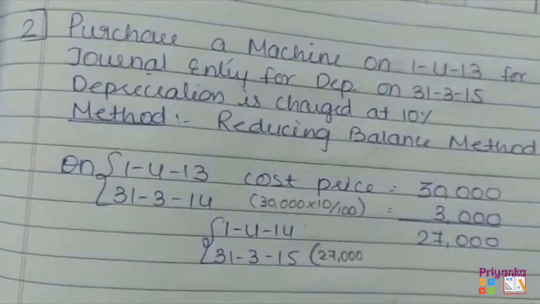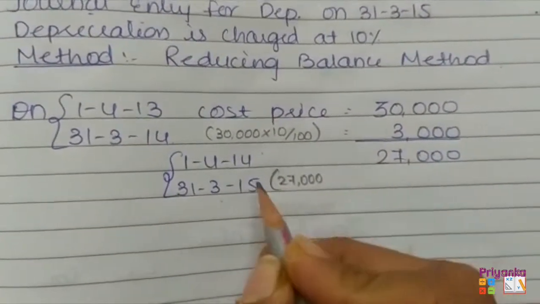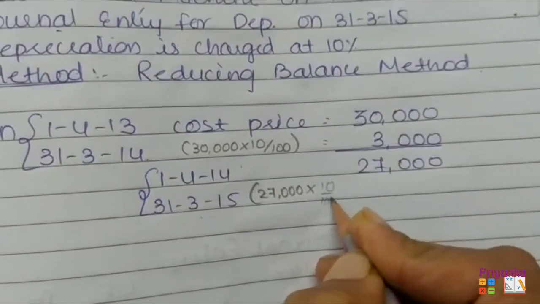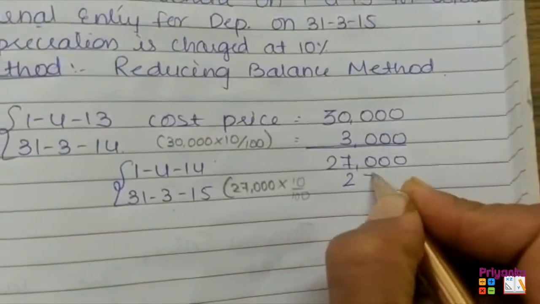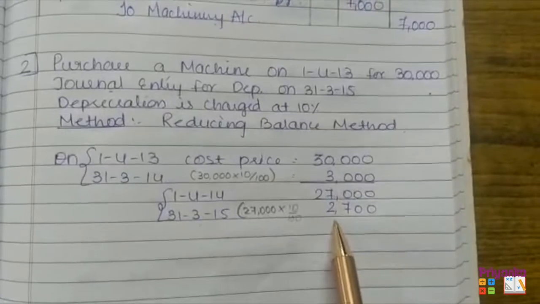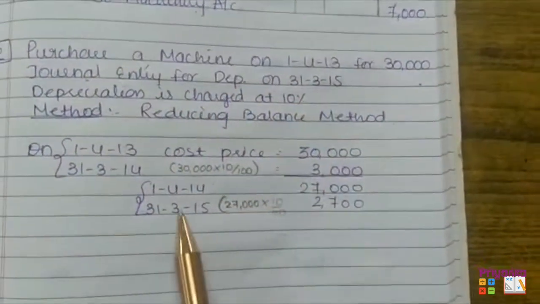On the next year, at the end of the year, when we start calculating for this, we'll take the opening balance of the year, that is 27,000. Again we'll remove 10% of it, and here we get the value 2,700. So, as per the question, they asked for the journal entry for the depreciation of 31st March 2015.